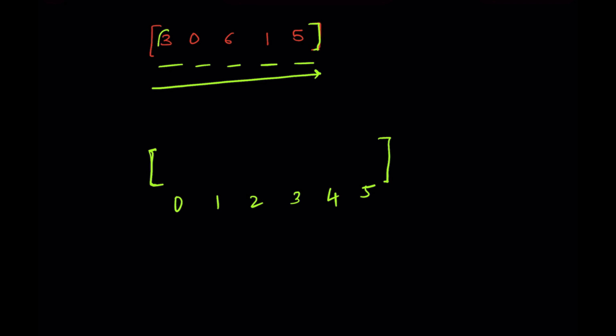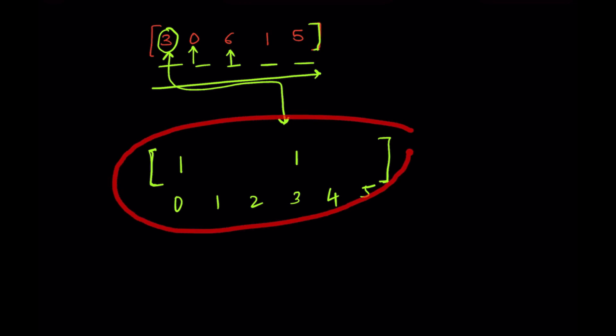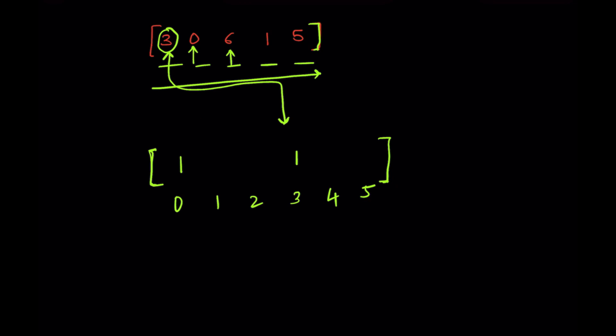Let's run a quick simulation on the input. With the first value as 3, we'll look up the corresponding index in the new collection and increment its value. Next element is 0, so we'll update its corresponding value as 0 in the new collection. The next value is 6. As you can see, we don't have 6 in the new collection. So instead of adding a new element with index 6, we can just group it under 5, saying that all values that are greater than or equal to 5 will be recorded under 5.